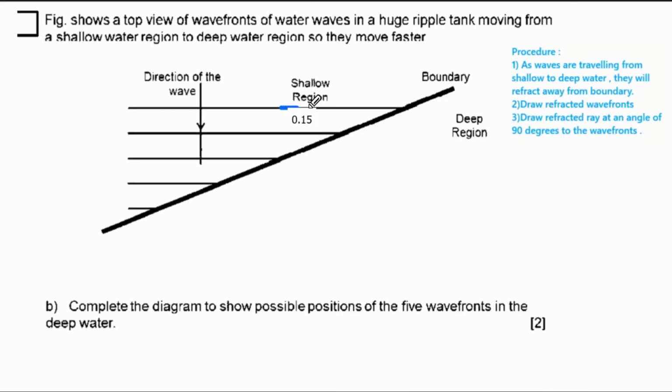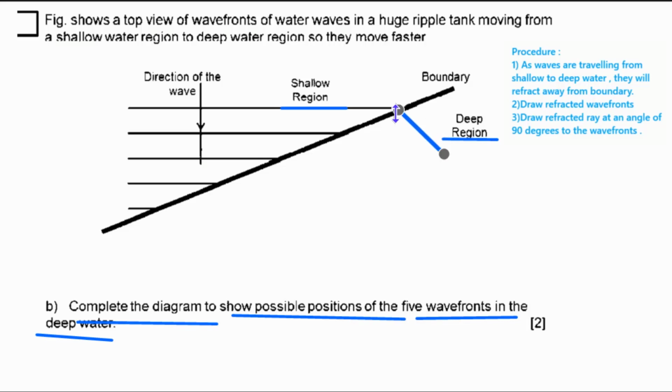In this question, waves are coming from the shallow region and they're moving towards the deep region. For this question, we need to complete the diagram to show possible positions of the 5 wavefronts in deep water. Now we need to understand waves are coming from an optically denser medium to an optically less dense medium. So they will bend away from the normal, or you can say they will refract away from the surface. Only this point we have to keep in mind, and we can draw refracted wavefronts.